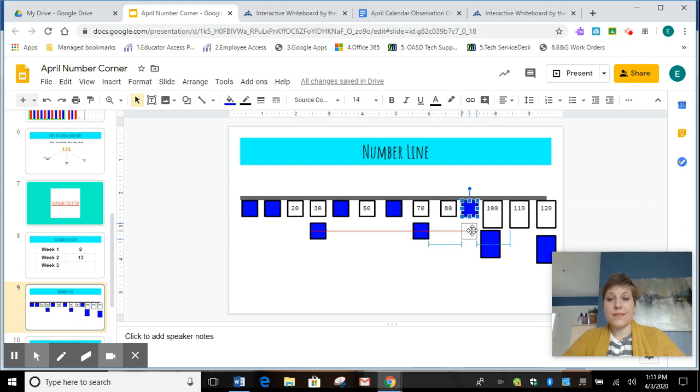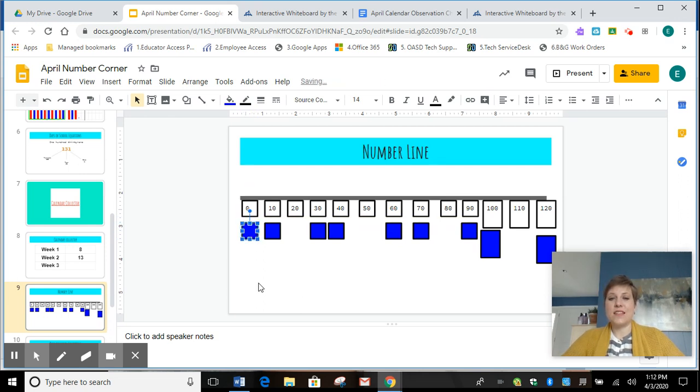What if I'm at 80 and I want 10 more? 90. What if I'm at 20 and I want 10 less? 10. What if I'm at 50 and I want 10 less? 40. What if I'm at 50 and I want 10 more? 60. What if I'm at 10 and I want 10 less? 0. Excellent work, first graders.